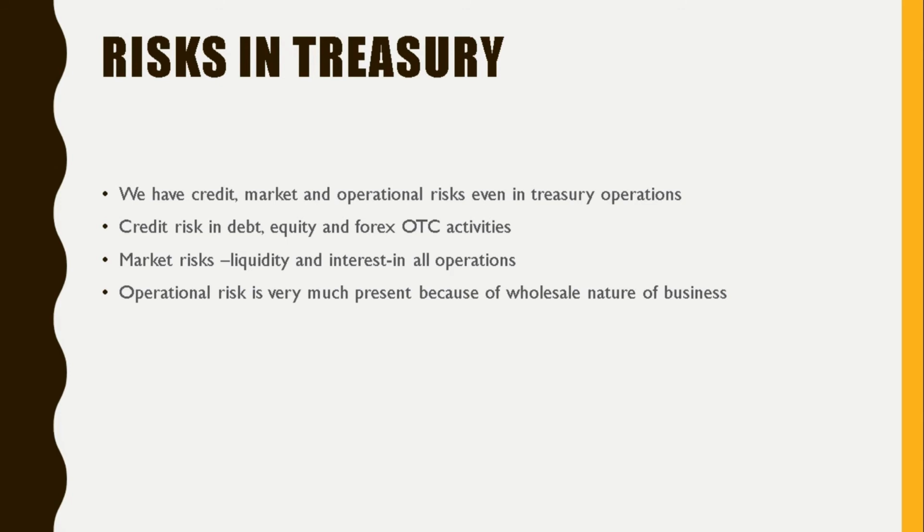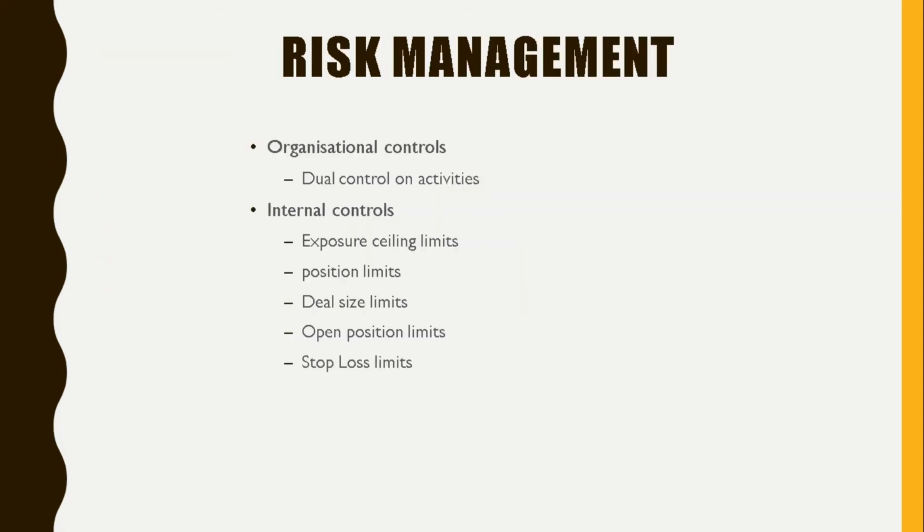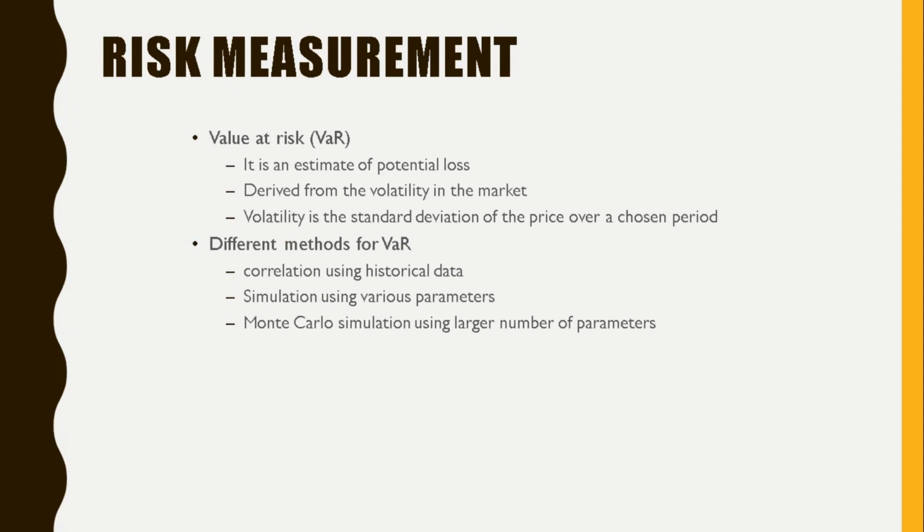Risk in treasury: we have credit, market, and operational risk in every treasury operation. Credit risk in debt, equity, and forex OTC activities. Market risk, liquidity, and interest in all operations. Operational risk is very much present because of the wholesale nature of the business. Now, if we talk about risk management, there are organizational controls, which are dual controls on activities, internal controls, exposure ceiling limits, position limits, deal size limit, open position limit, stop loss limit.